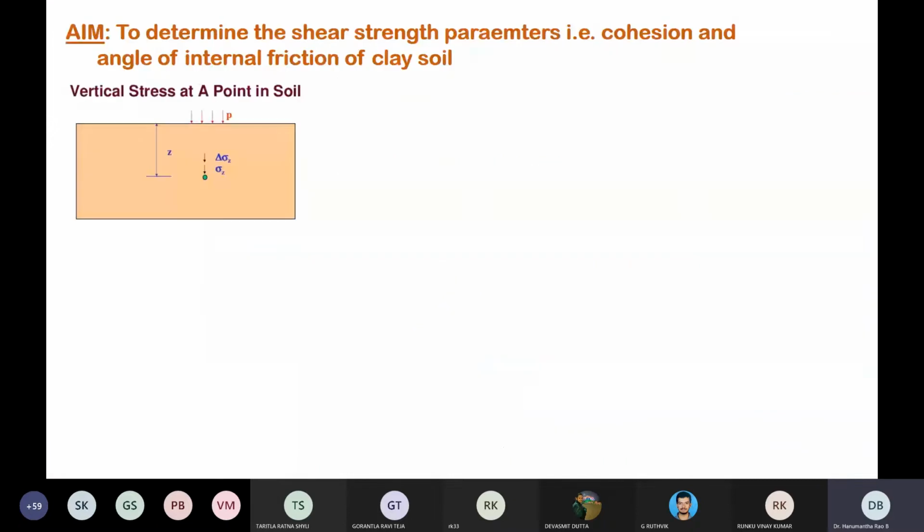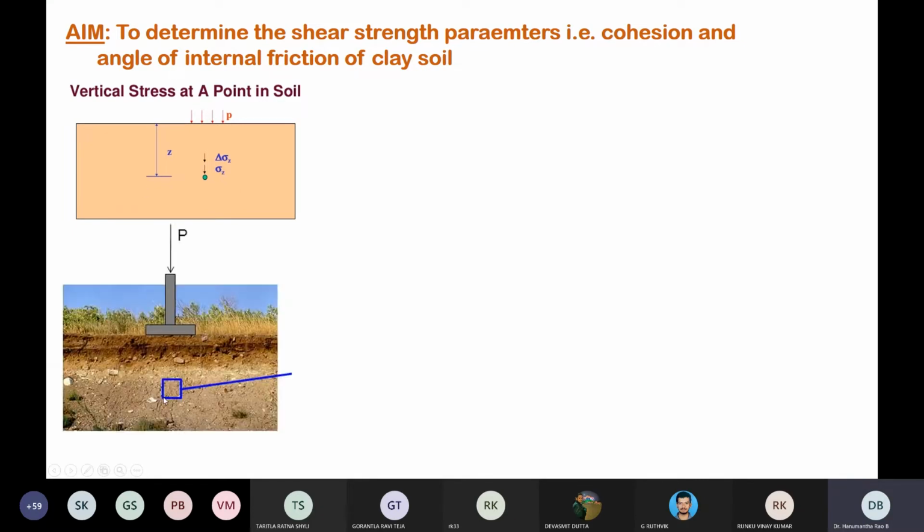Let me also make you distinguish the three varieties of triaxial testing that we were discussing. This is what I'm explaining. If you take any point Z from the ground surface, at that point, if you take any small soil element on which the stresses acting are sigma Z, which is nothing but gamma times Z.